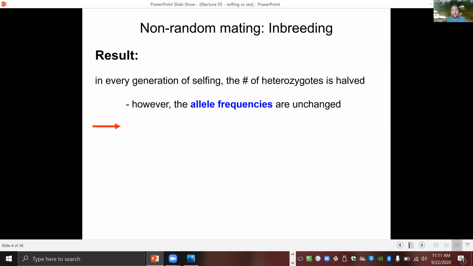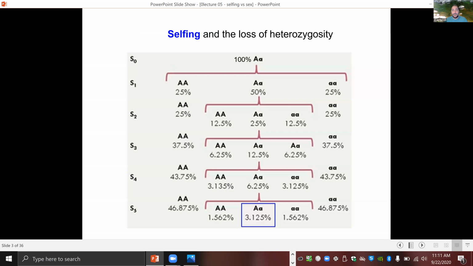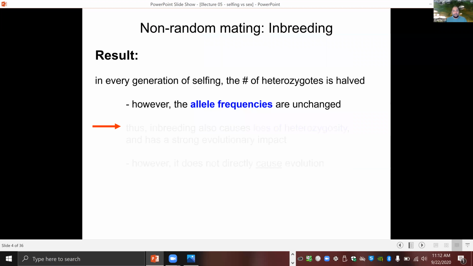However, the total allele frequencies are unchanged. So remember, we have 100% heterozygotes when we start out, so 50% of the alleles are big A, 50% are little a. But if you count them at generation 5, you find that 50% of the alleles are still big A and little a. So evolution hasn't happened here in a technical sense, based on our definition of change in allele frequency, but we certainly have had a change in genotype frequency.